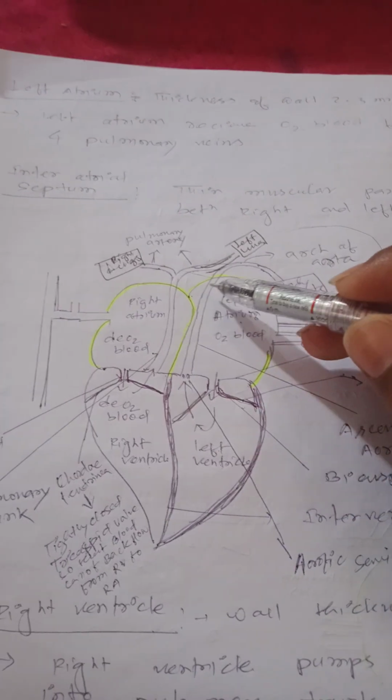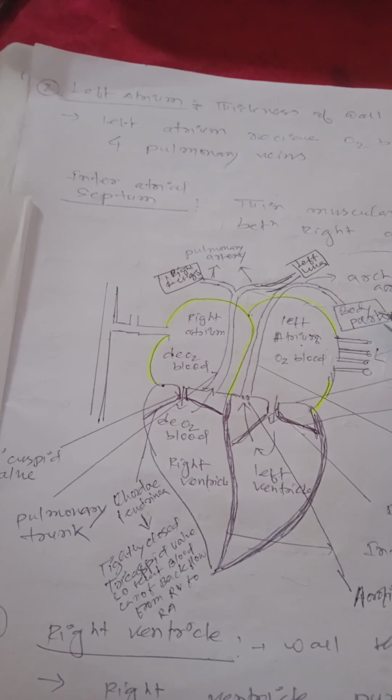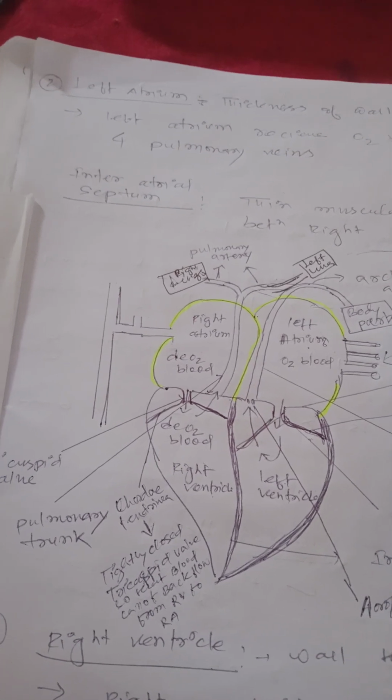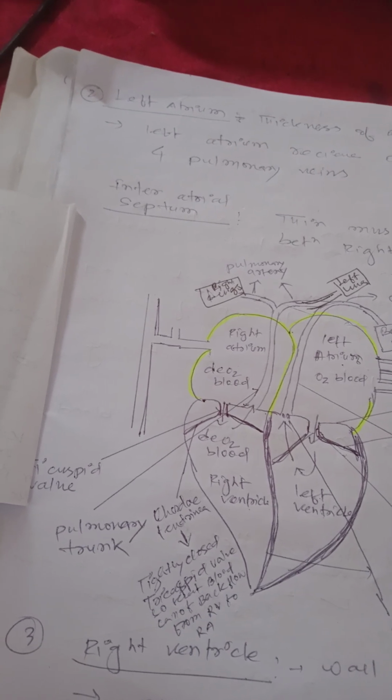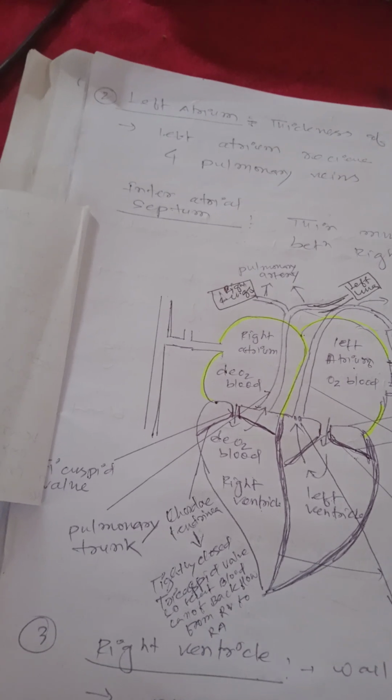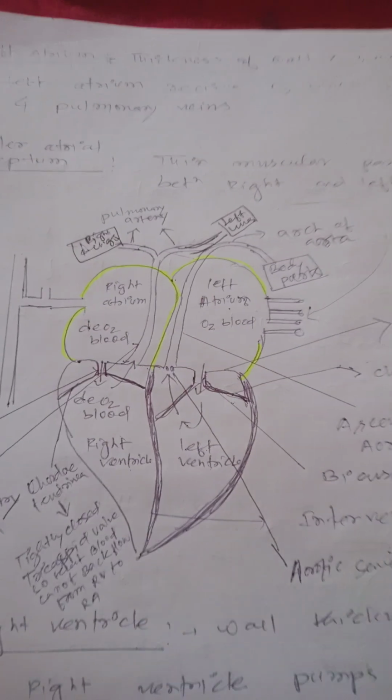From the ascending aorta, blood enters into different parts of our body. In this way, we get deoxygenated and oxygenated blood. This is the process of human blood circulation.